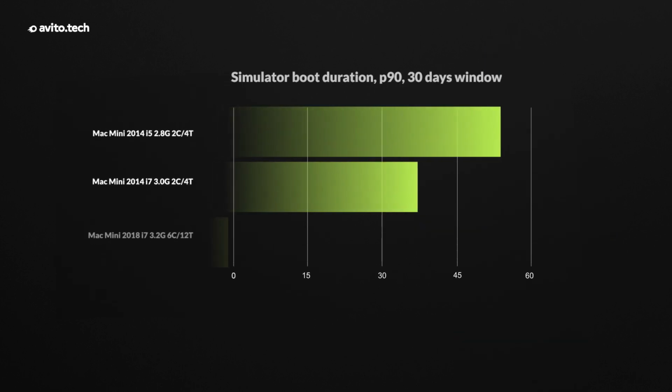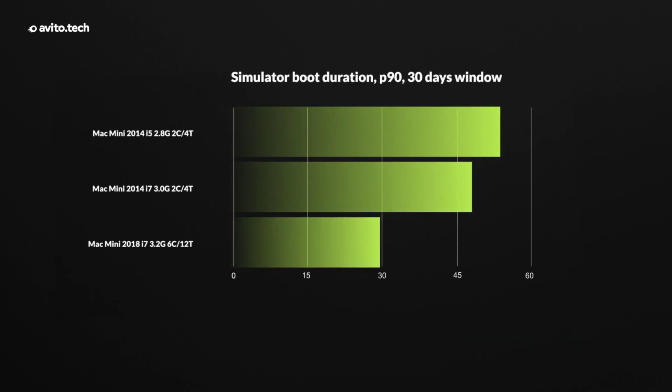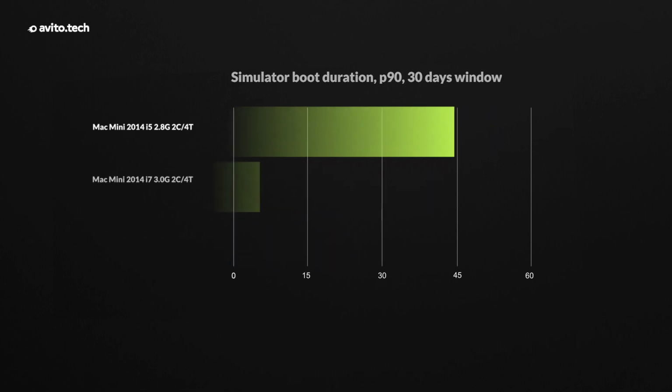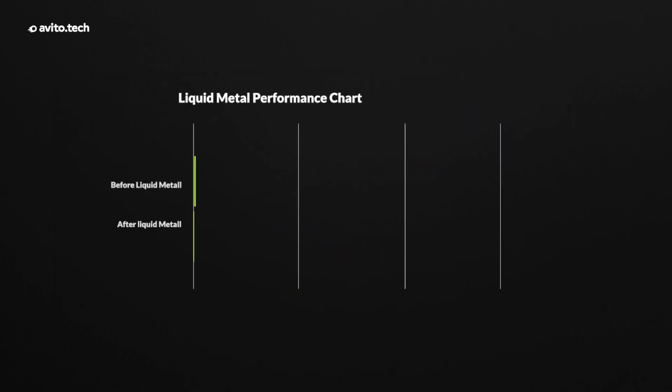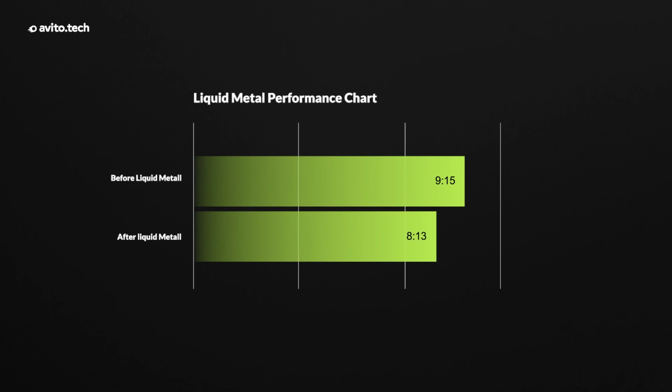Another performance chart. In this case, we compare the simulator boot time P90 value for a 30 days window. You can see that Mac Mini from 2018 is twice as fast as Mac Mini from 2014. How can you squeeze even more from your build farm? Consider replacing the thermal compound in your Macs with liquid metal. With that, you'll get 11% faster build times.